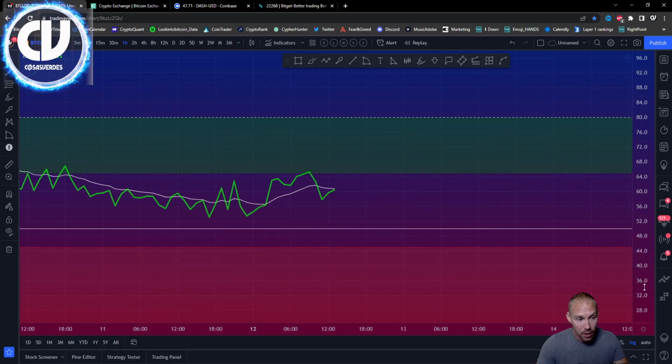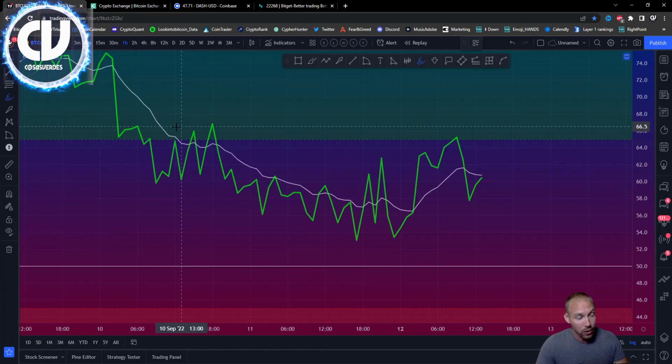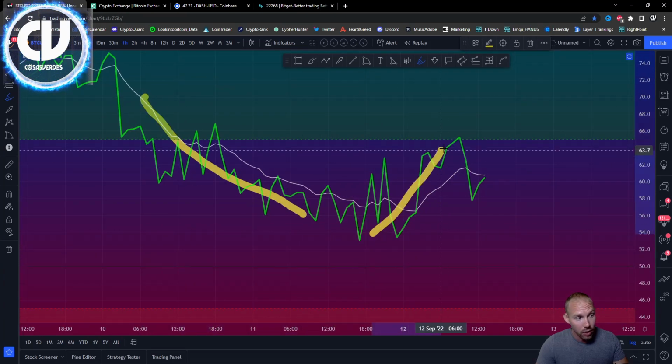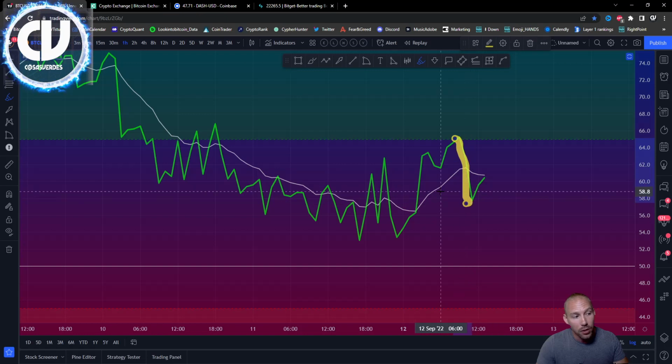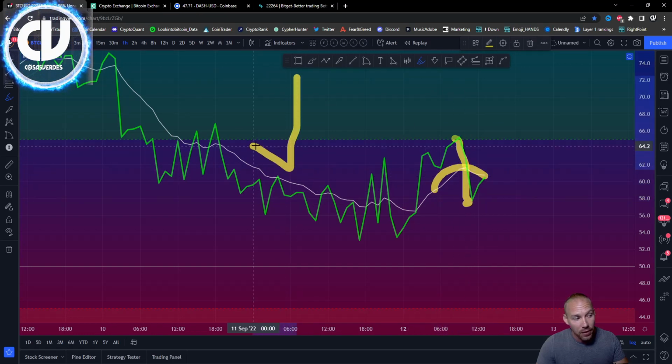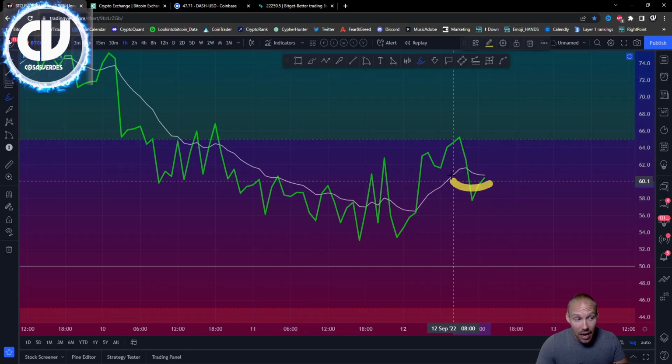Let's zoom way in. So you got two things: left the green zone, got rejected, and the icing on the cake, why I think this is shaping up to be a rejection, is the RSI went under the EMA after leaving the green zone. This is not confirmed yet.